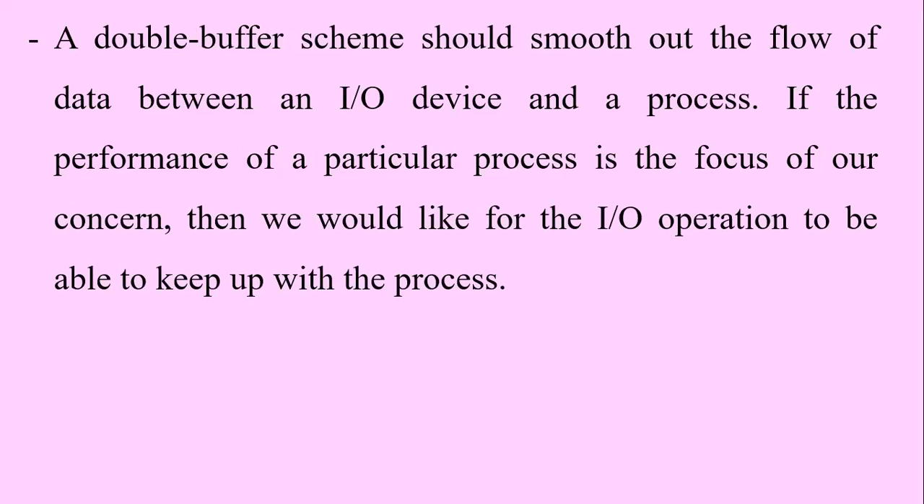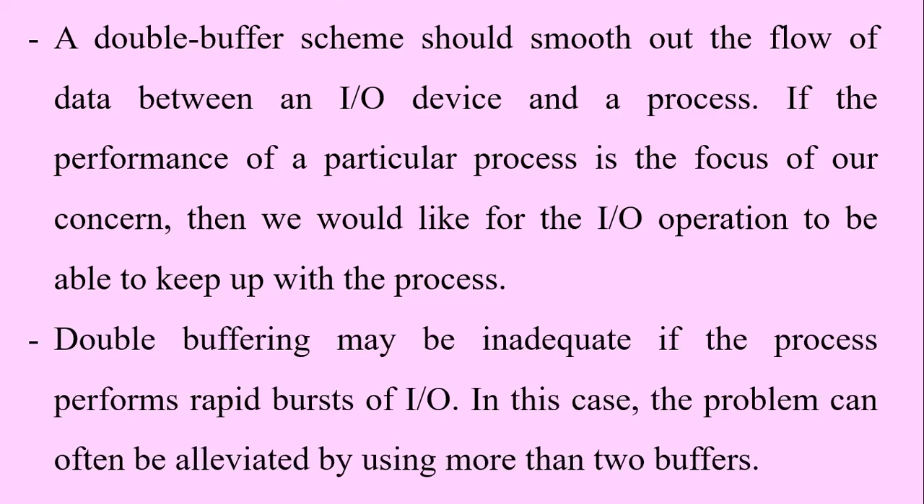A double buffer scheme should smooth out the flow of data between an I/O device and a process. If the performance of a particular process is the focus of our concern, then we would like for the I/O operation to be able to keep up with the process. Double buffering may be inadequate if the process buffers I/O. In this case, the problem can often be alleviated by using more buffers.